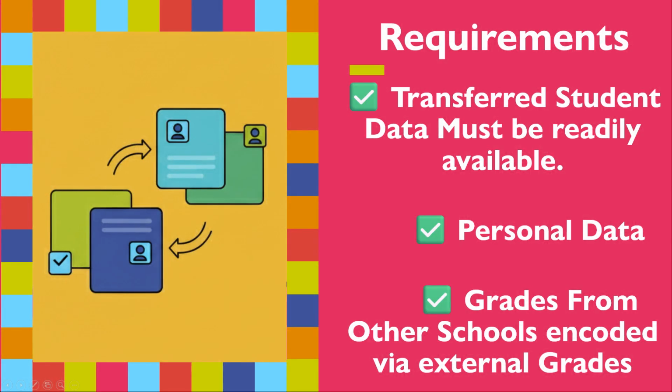To begin with, in order for subject crediting to work in SIAS, there are a few requirements that must first be completed. Step 1. The personal data of the transferred student must already be available in the system. Step 2. The grades from the student's previous school need to be properly encoded through the external grade panel. Once these requirements are in place, we can then proceed with the actual process of crediting the subjects.